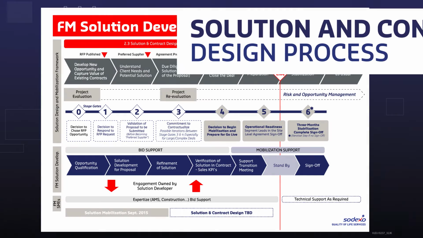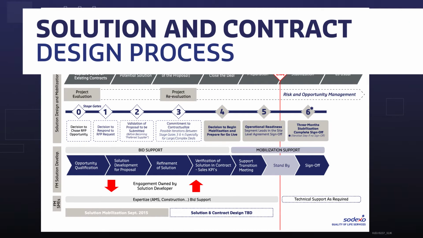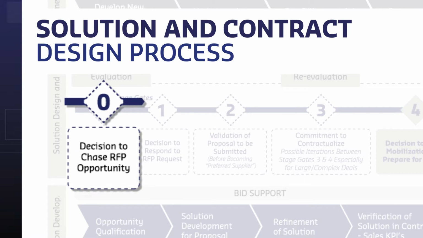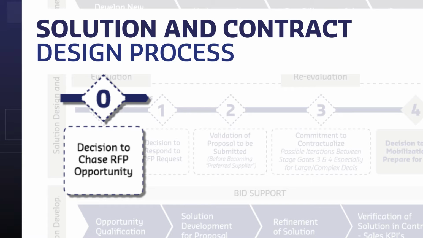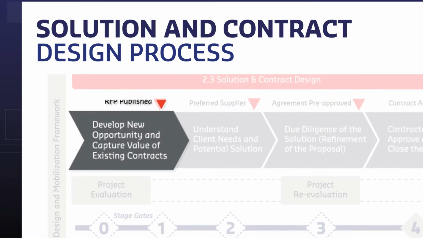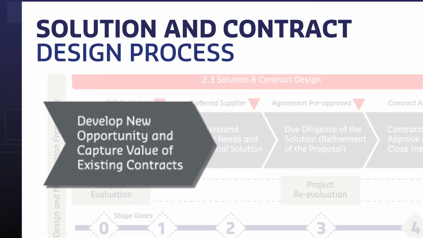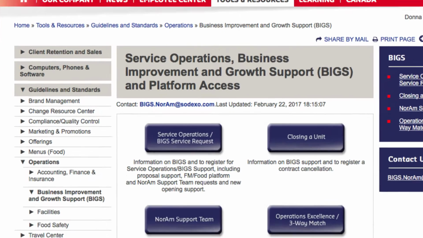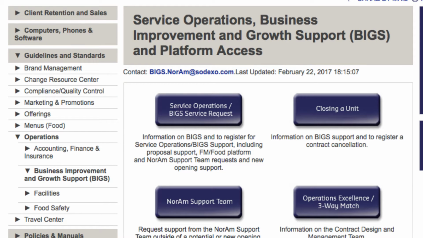To begin the solution and contract design process, we must first pass through a decision stage gate. This decision is made by the sales and operations teams within the client segments after they have completed the 2.2 mega process of creating opportunity. Once the client segment decides to proceed with pursuing this opportunity, they must register this sales opportunity with the BIGS team. The segment will register via the BIGS page by accessing the link on their SodexoNet page.